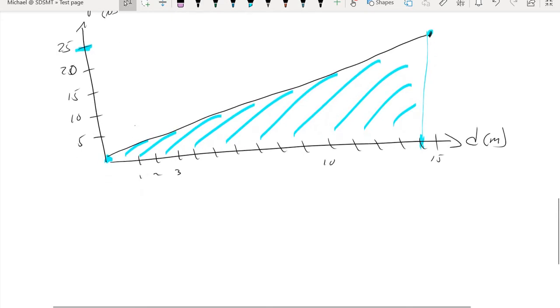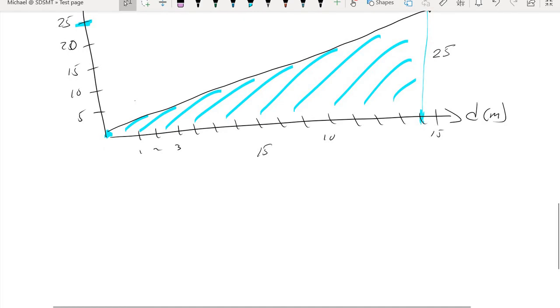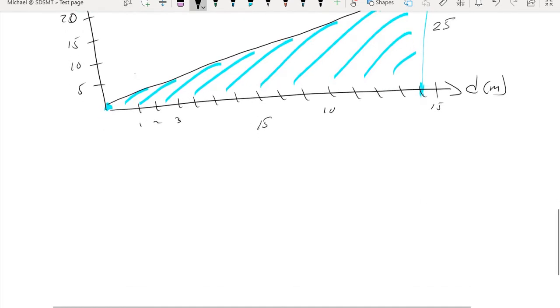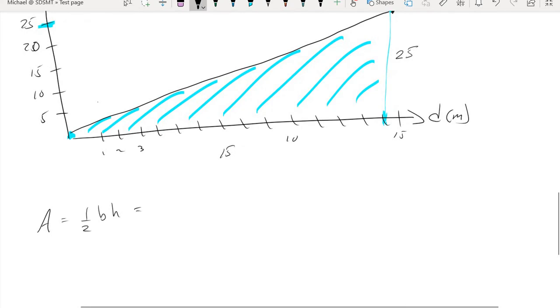Well, this is a triangle. We have a height of 25, we have a base of 15, and if you remember from your days back in geometry, the area of a triangle is half the base times the height. So we'll take half of the base times the height. We'll plug that into our calculator. 15 times 25 divided by 2. This comes out to be 187.5.